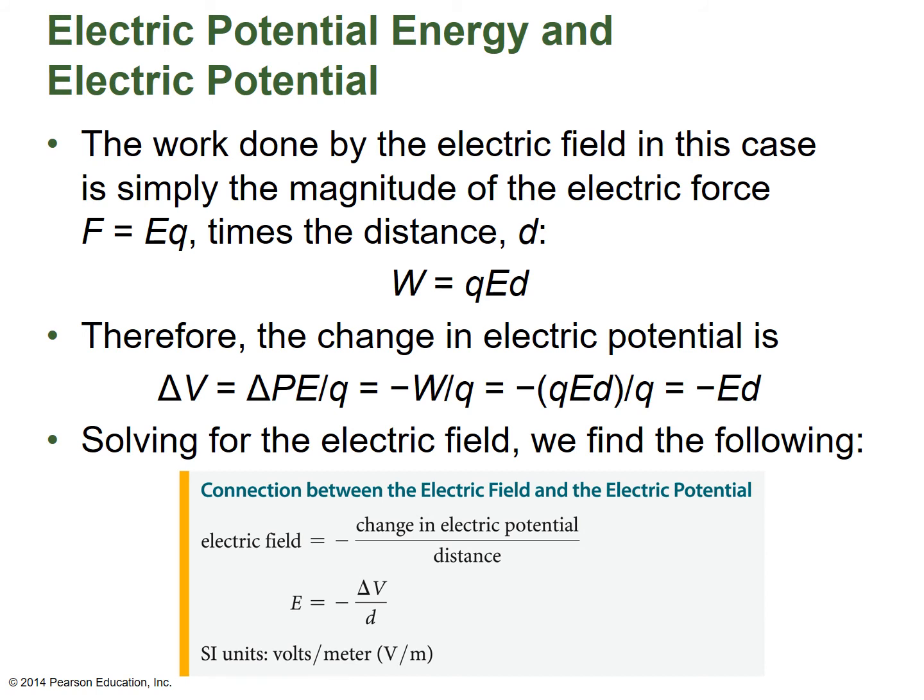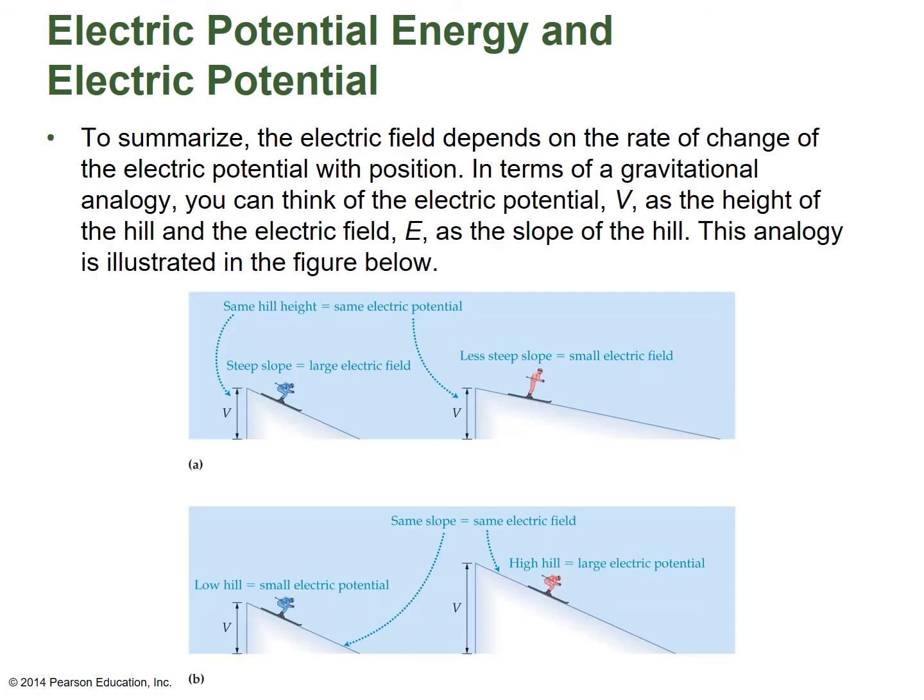This is a very important relationship between the change in electric potential and the magnitude of the electric field. So this is the connection between the electric field and the electric potential. The electric field is always equal to minus the change in electric potential over the distance. So E is minus delta V over d, and the unit of electric field in this case is volt per meter.